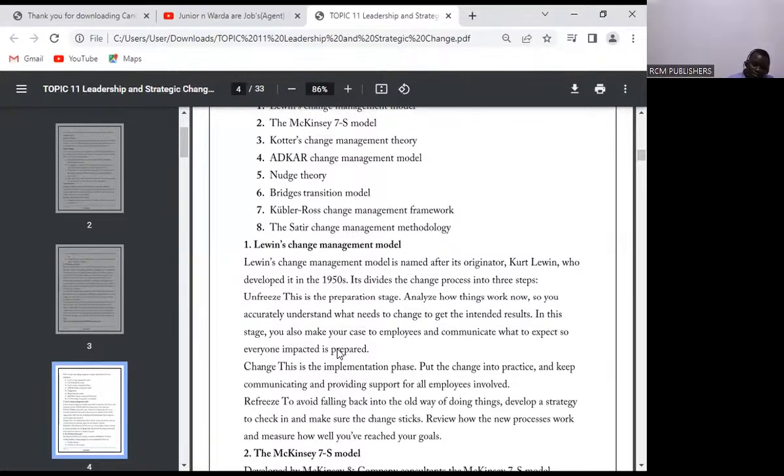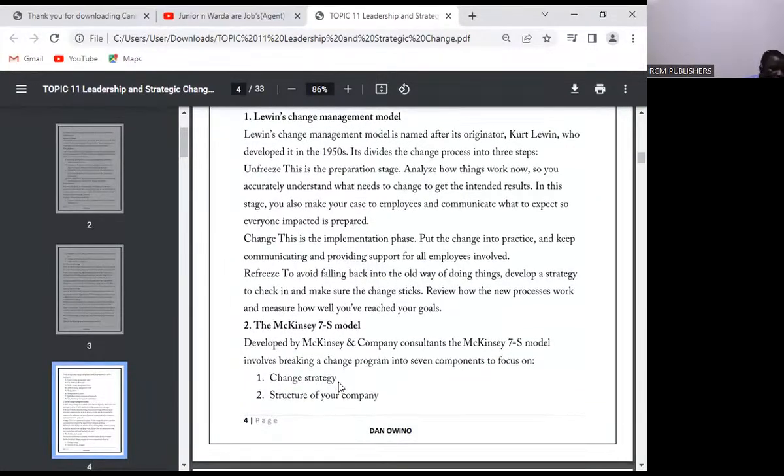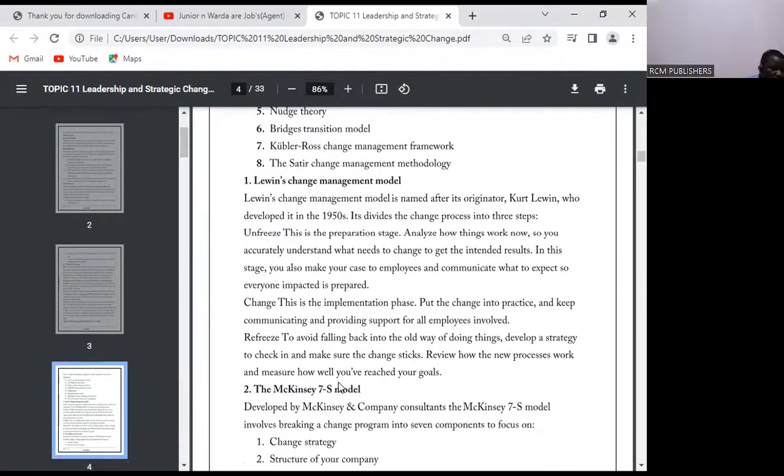As a manager, you've been observing them, for example, they've been coming to work late. So tell them, guys, yes, you've been coming to work late, so we have to change from this. And that's now the first process of unfreezing, being able to learn and prepare the process of implementing a change. Then number 2 is change. This is the implementation phase: put the change into practice and keep communicating and providing support for all employees involved. Then number 3, refreeze.